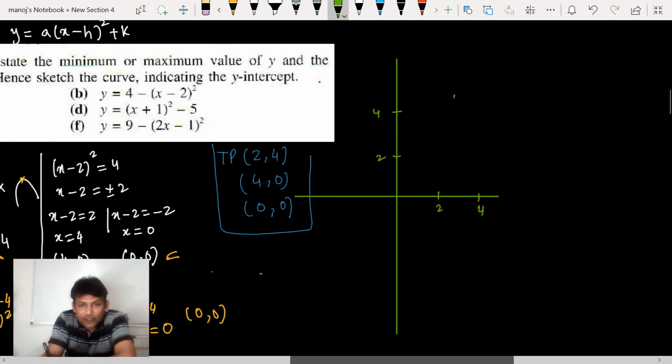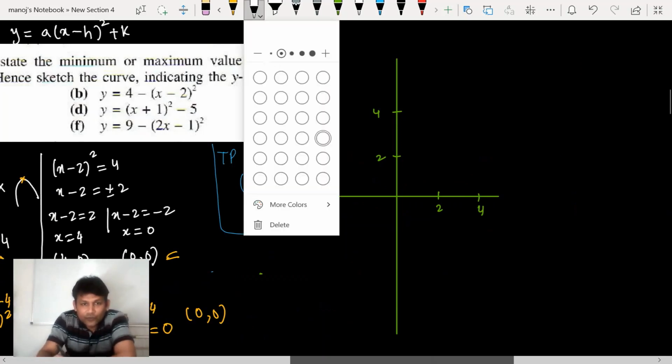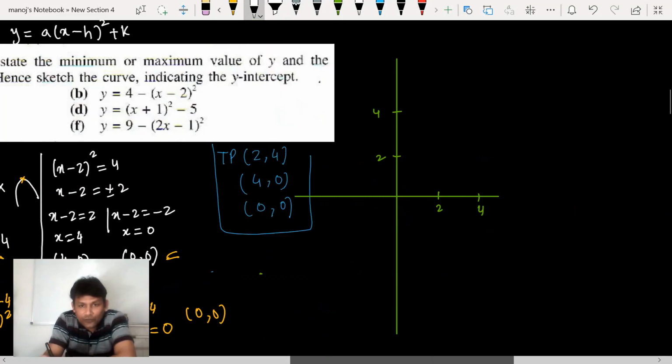2, 4 is here, the turning point. 2, 4 is 2x and 2, this is 2, 4. Okay, turning point, I told you that whenever we have a turning point, always draw a line of symmetry. That will help you. The quadratic curve is always symmetrical. So that's why it's turning point.